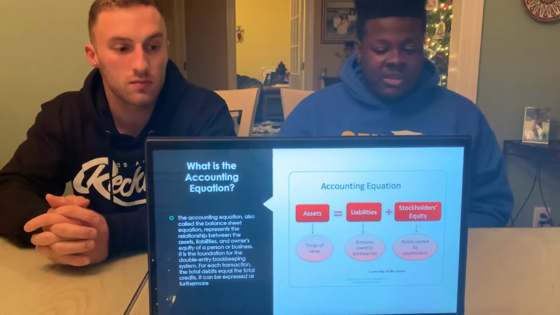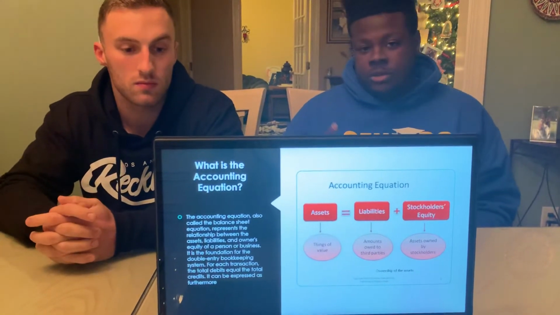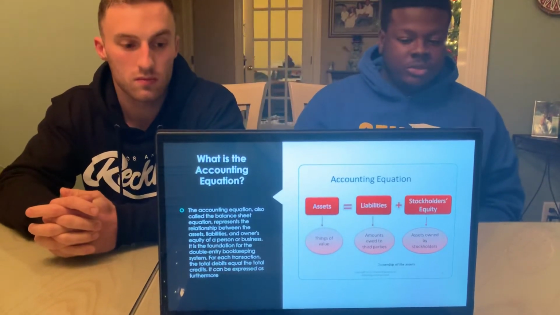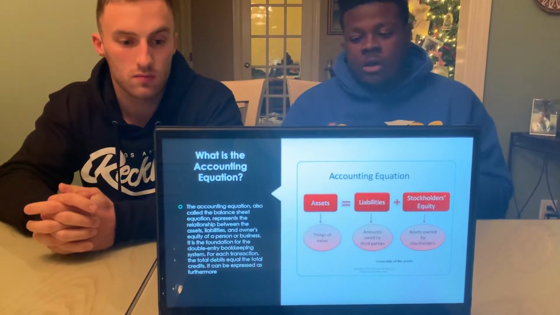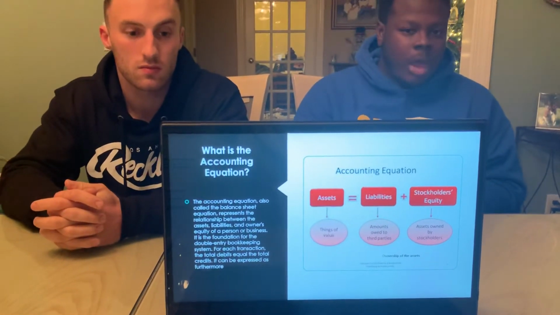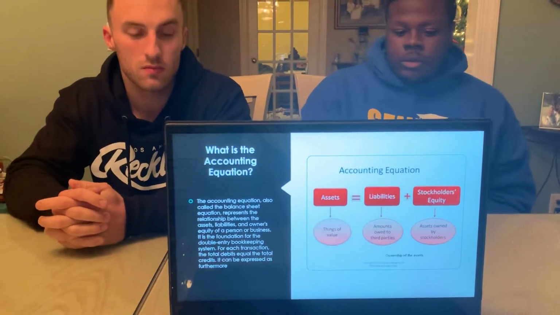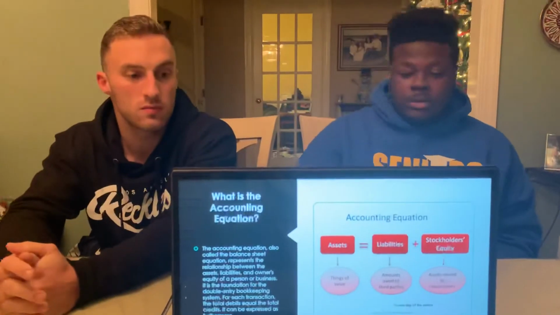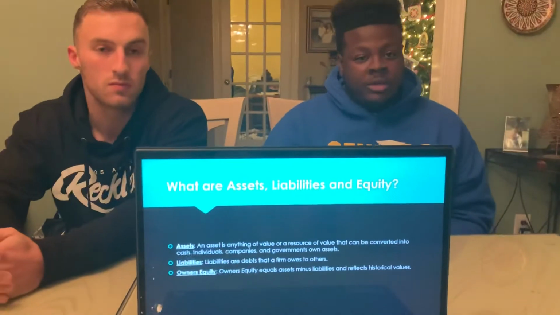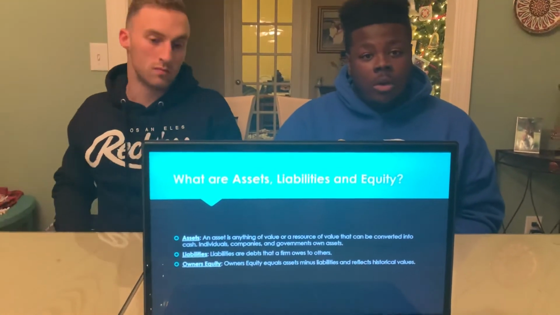The accounting equation is assets equal liabilities plus owner's equity. It'll say stockholders' equity, which is the same thing as owner's capital. Next slide, please. So we'll talk about what assets, liabilities, and owner's equity are.